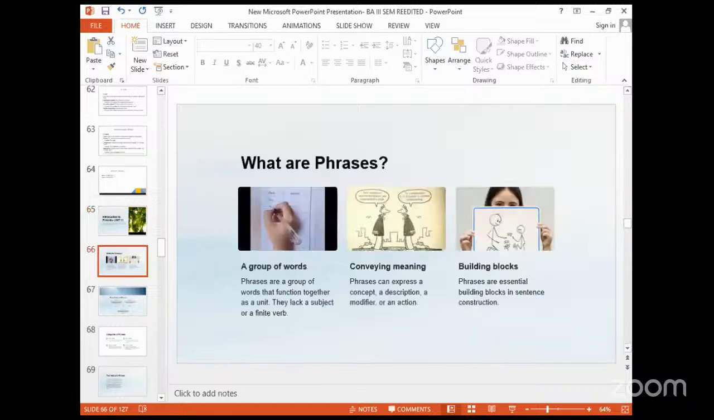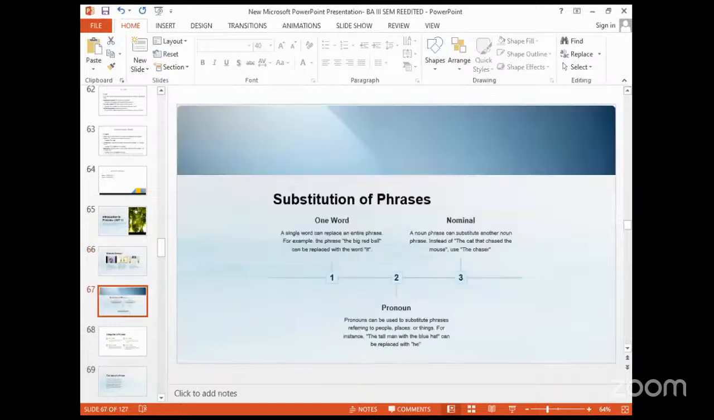So phrases are basically a group of words that function together as a unit. They lack a subject or a finite word. Now phrases can express a concept, a description, a modifier, or an action. Building blocks. So phrases are essentially building blocks in sentence construction. Now you can even substitute the same kind of word for a phrase.